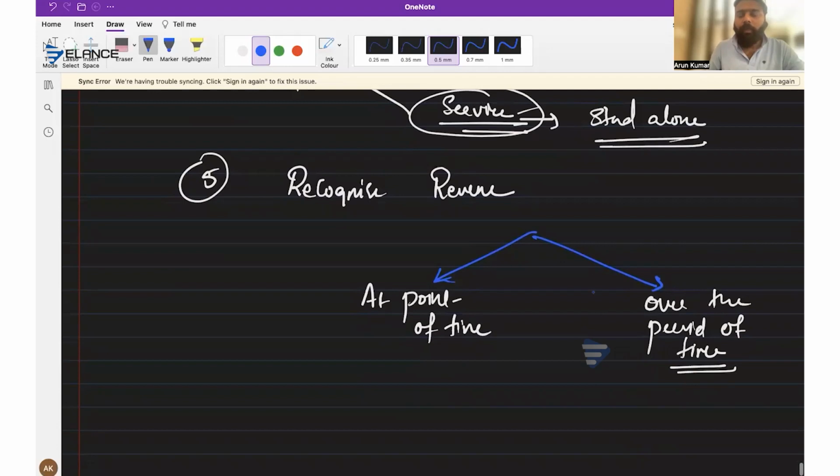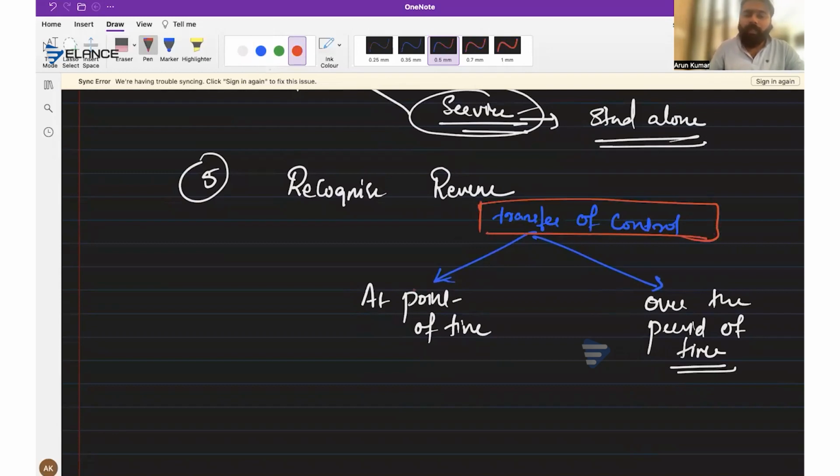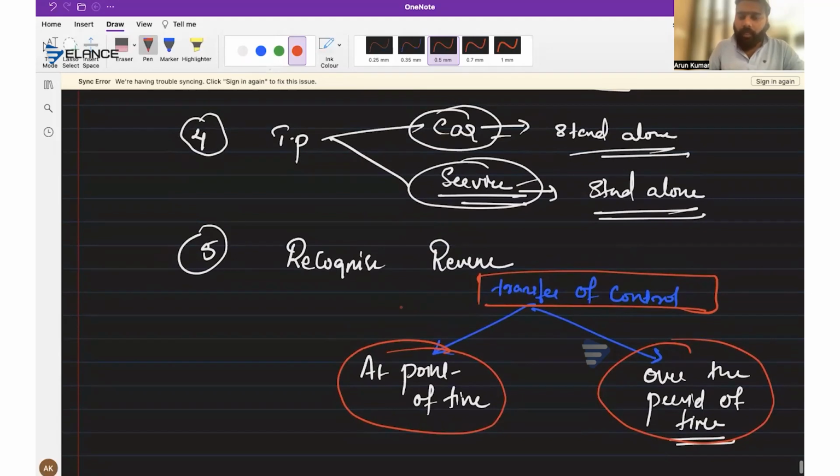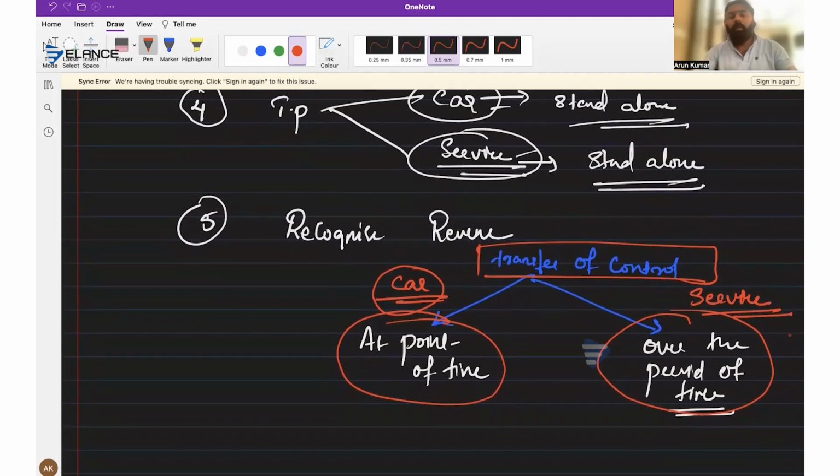How to recognize revenue at a point of time? Based on the transfer of control. It is completely based on the transfer of control. So if the control is transferred at a point of time, then revenue will be recognized at a point of time. If the performance obligation is satisfied over the period of time, then revenue should be recognized over the period of time. So in this scenario, we know that the car will recognize revenue on the spot itself. And what about service? We'll recognize it over the period. Is that clear?